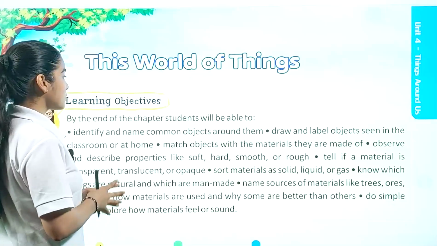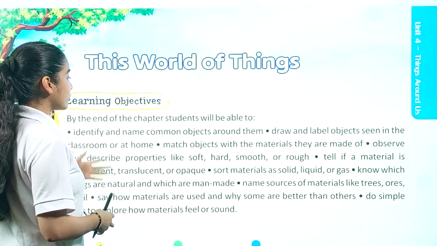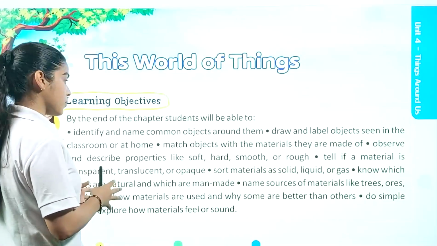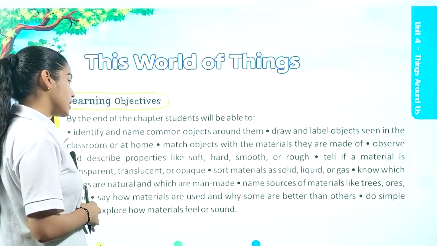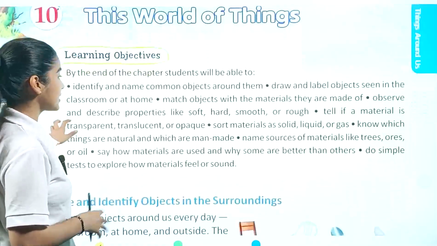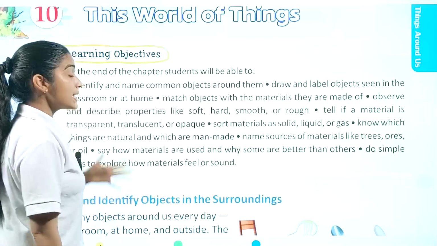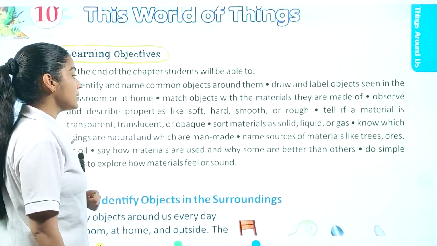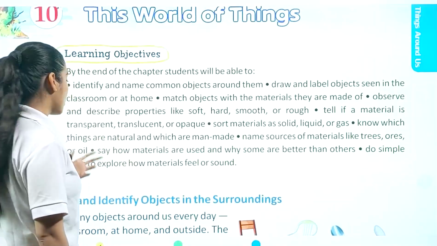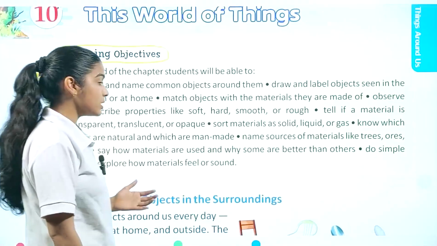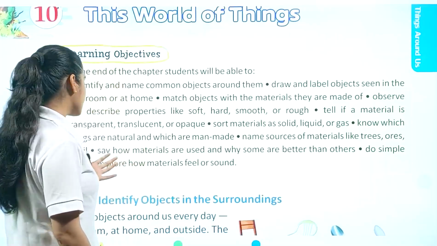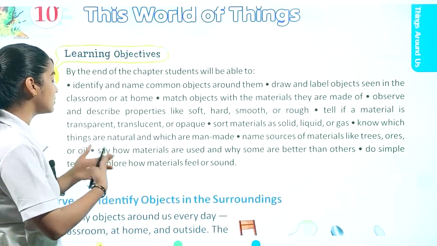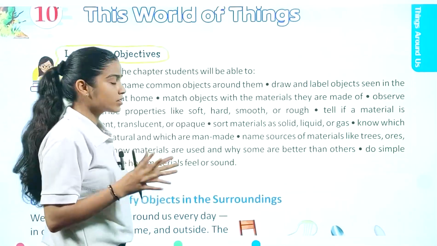By the end of the chapter, students will be able to identify common objects around them. Draw and label objects seen in the classroom or at home. Match objects with the materials they are made of. Observe and describe properties like soft, hard, smooth, or rough. Tell if a material is transparent, translucent, or opaque. Sort materials as solid, liquid, or gas. Learn which things are natural and which are man-made. Name sources of materials like trees, ores, or oil. Say how materials are used and why some are better than others. Do simple tests to explore how materials feel.